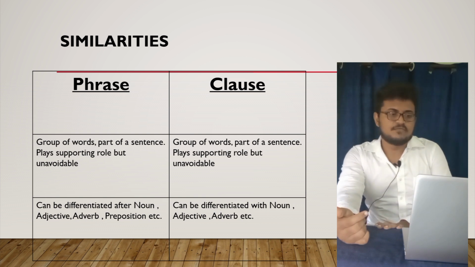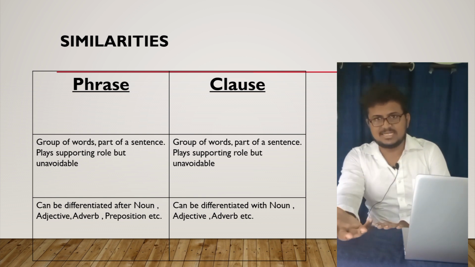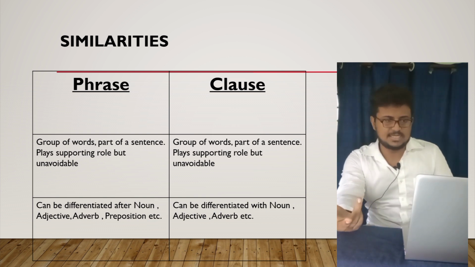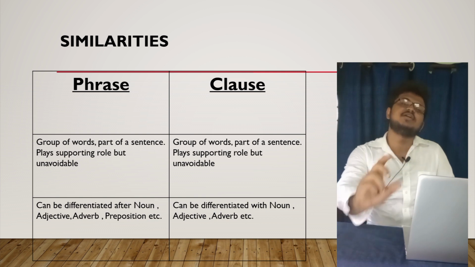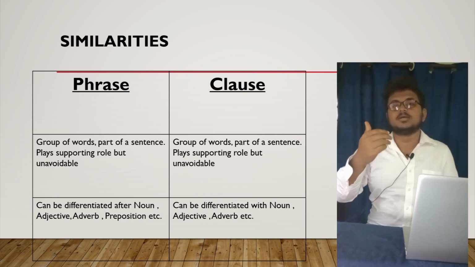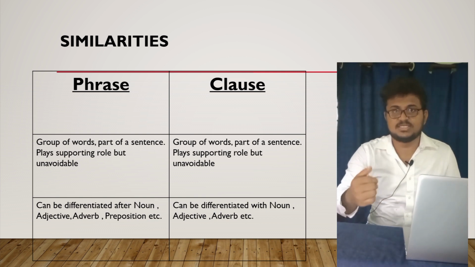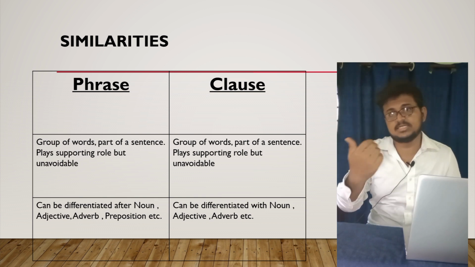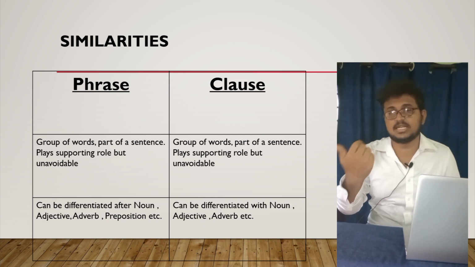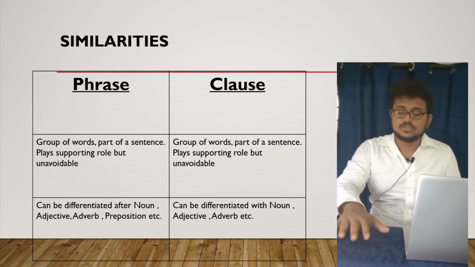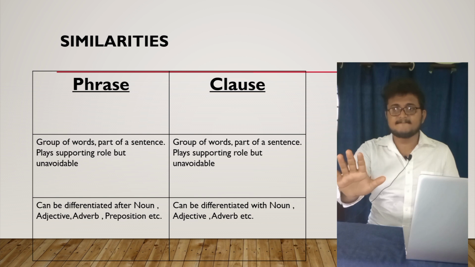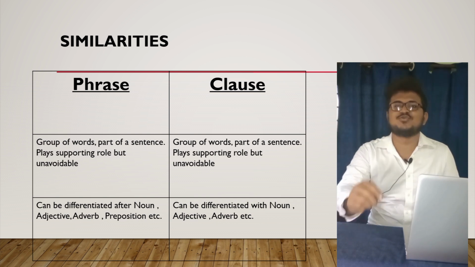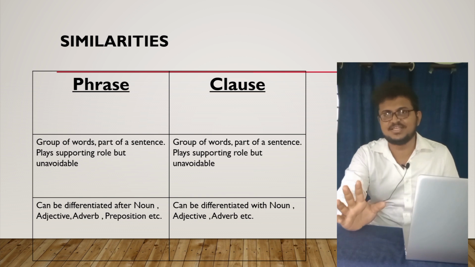So phrase and clause are both groups of words, and both play a supporting role in a sentence. Both can be named after any part of speech: there is a noun phrase, a noun clause, an adjective phrase, an adjective clause, an adverb phrase, an adverb clause. So there are differences, but at the same time they are similar in many ways. That's why it sometimes becomes confusing, otherwise it's very easy.